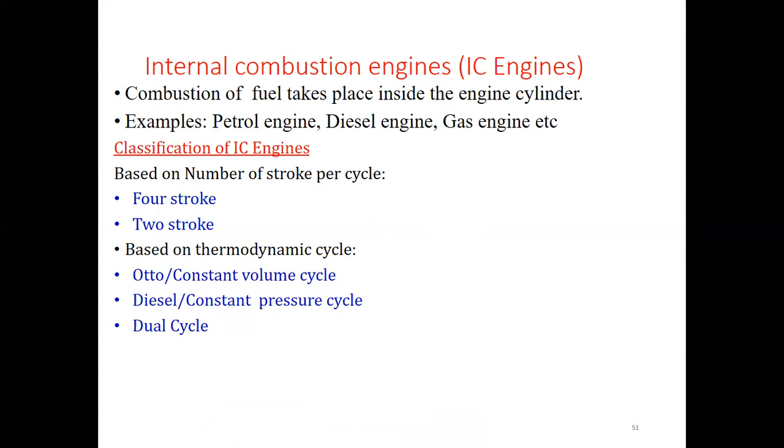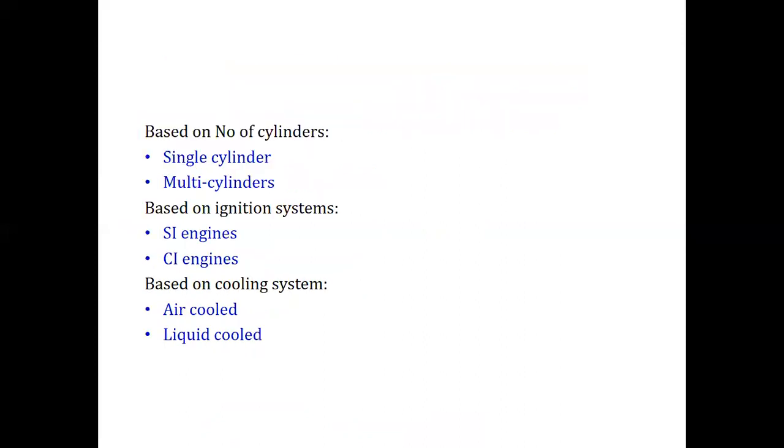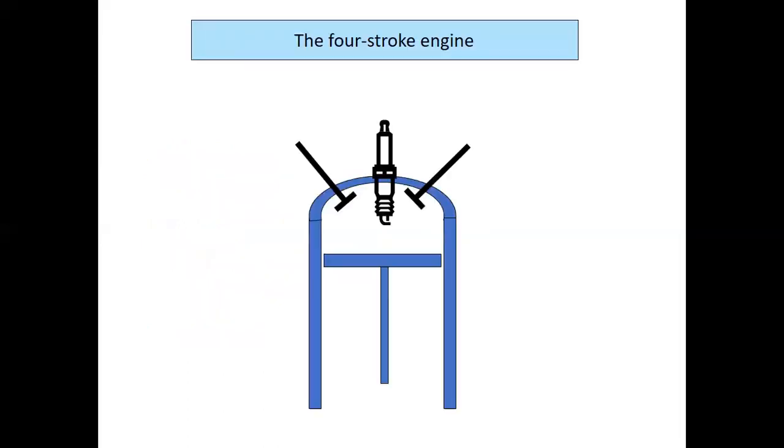dual fuel cycle. The Otto cycle can be termed a constant volume cycle, and the diesel cycle a constant pressure cycle. Based on the number of cylinders, we have single cylinder engines and multi cylinder engines. Based on the ignition system, we have SI engines and CI engines. SI means spark ignition engine, CI means compression ignition engine. Based on the cooling system, we have air cooled and liquid cooled engines.